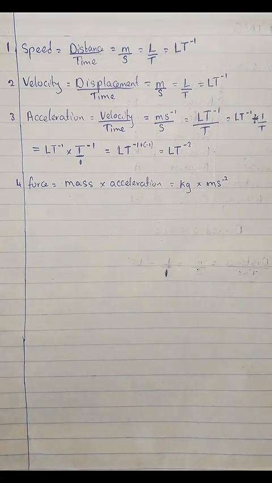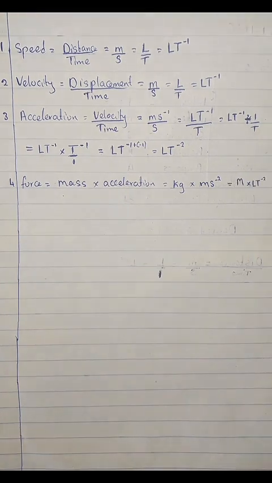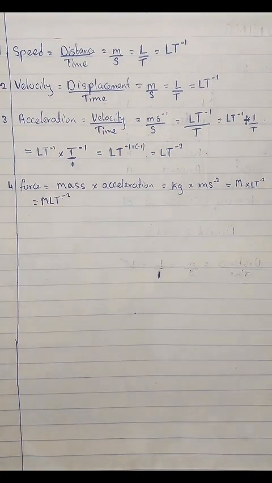So let's write out our given dimension. So this is what we have, and if you multiply this, we'll be having ML per T square. And this is the dimension of force. So you can see it's very easy and simple.